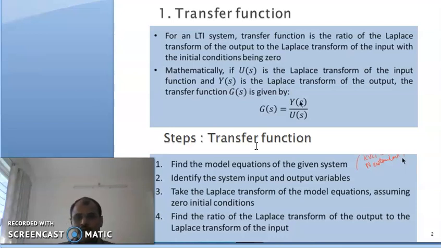Once we have model equations, let us identify the system input and output. In case of a multi-input, multi-output system, we have to choose a certain set of inputs and outputs. Here we will make our situation simple. We will deal with the SISO kind of system in which there is a single input and single output. So having input and output variables, take the Laplace transform of model equations at zero initial conditions and then get the appropriate ratio of Laplace transform of output to the Laplace transform of input of the system.